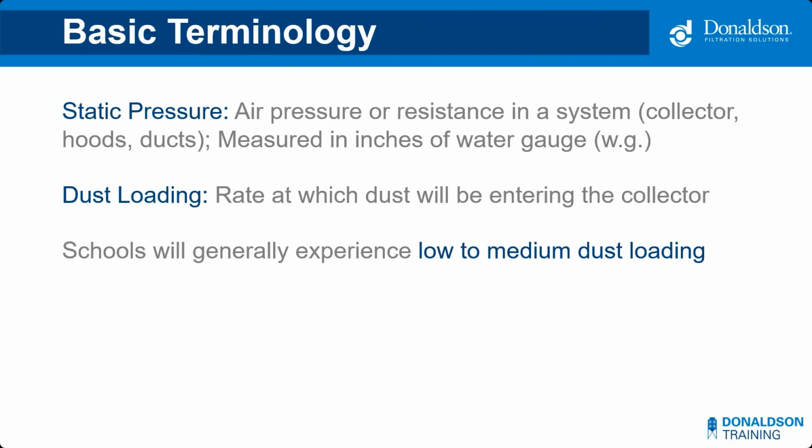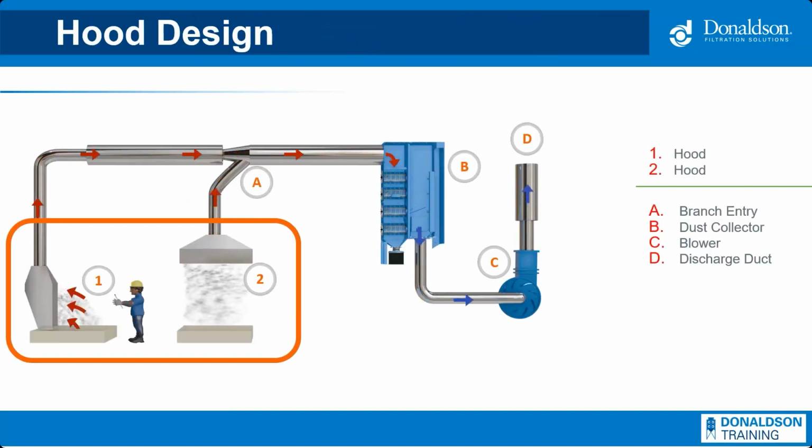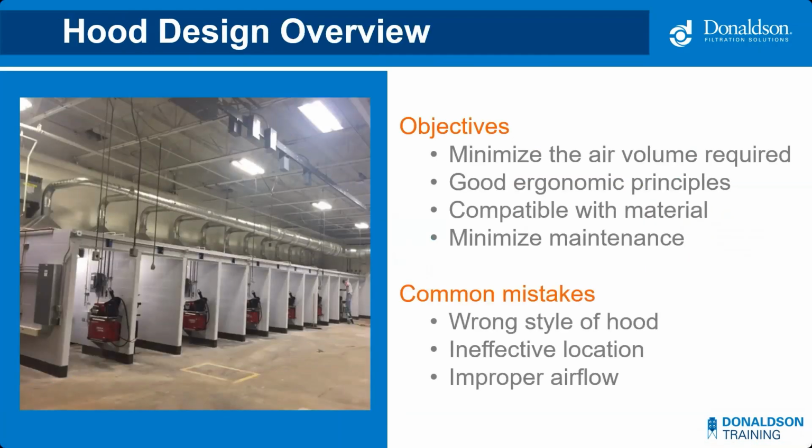So I'm going to pass this over to Dave, who's going to talk a little bit about hood design. Hey, thank you, Chris. Back to our system diagram. The first component that we'll be talking about, like Chris said, is the hood. This is a critical component of system design that will allow the containment and collection of all fugitive dust. A well-designed hood is going to minimize the amount of airflow that is required to effectively capture and control the contaminant when it is released.